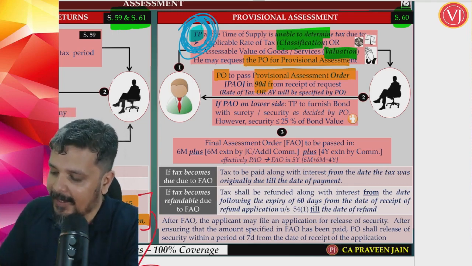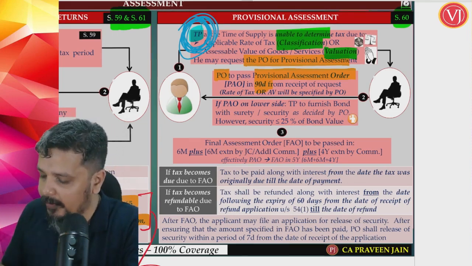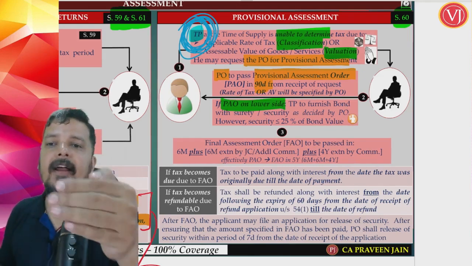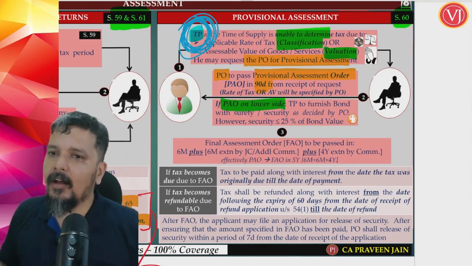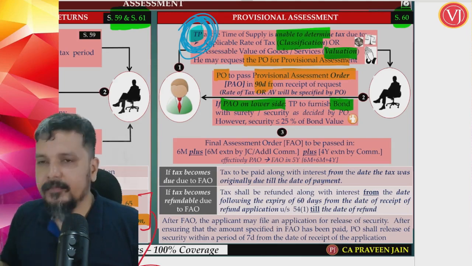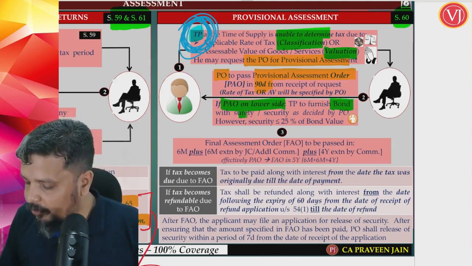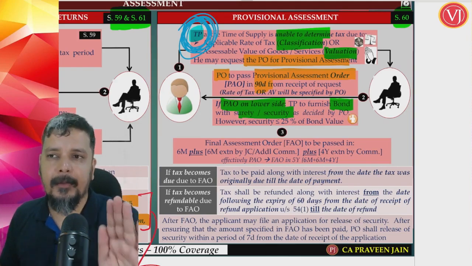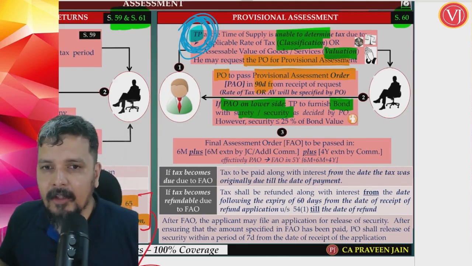Now let us assume that he is having doubt with respect to say 5%, 12%. Officer may tell that provisionally, as of now, you go with 5%. As of now, you go with provisional assessment on lower side or higher side. Whenever it is on lower side, you have to give a bond, along with surety or security. Now, in GST as well as customs, what is preferred is only security, not surety.